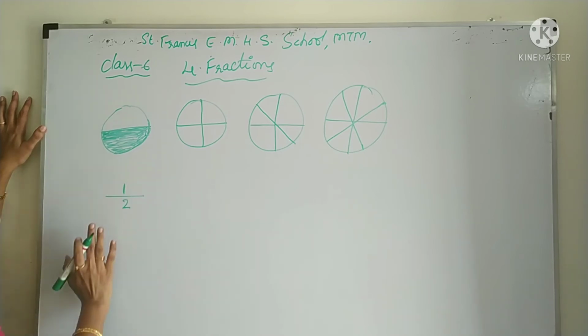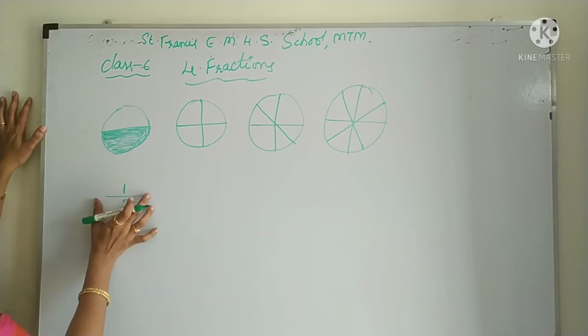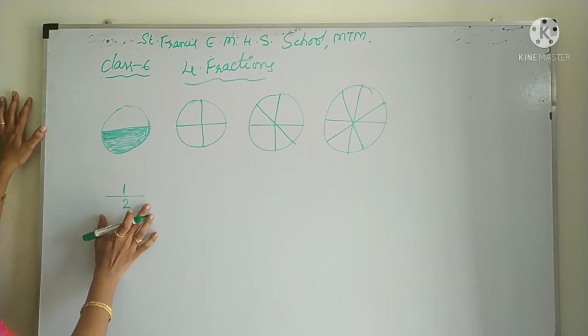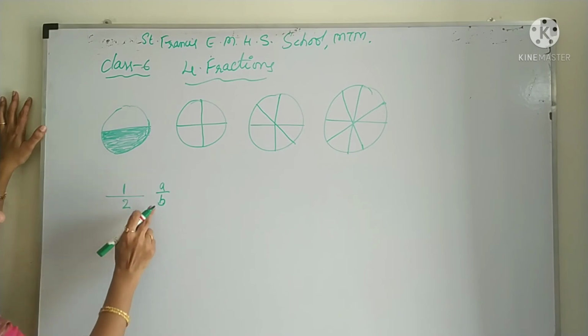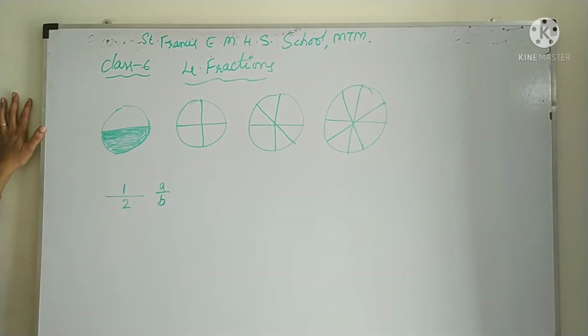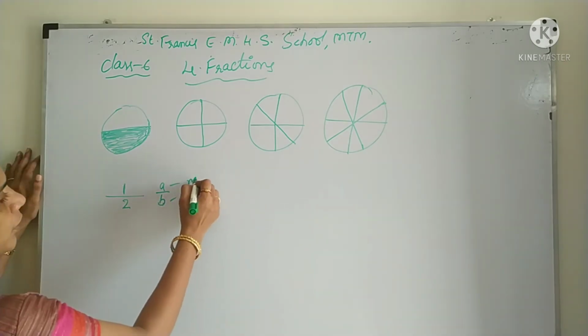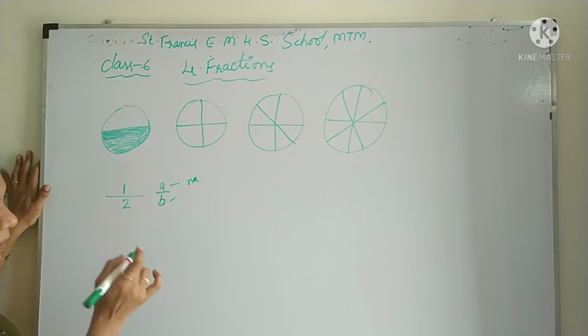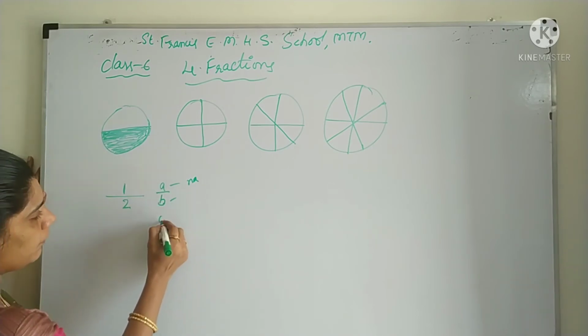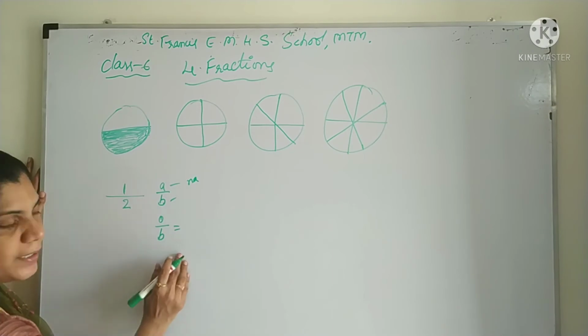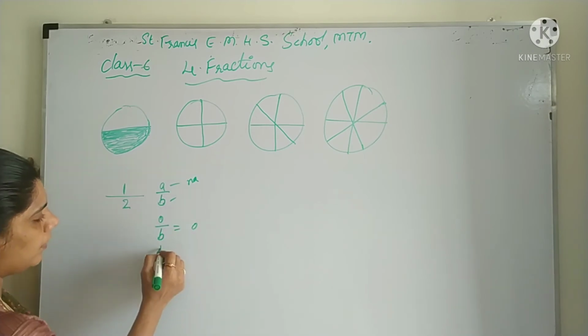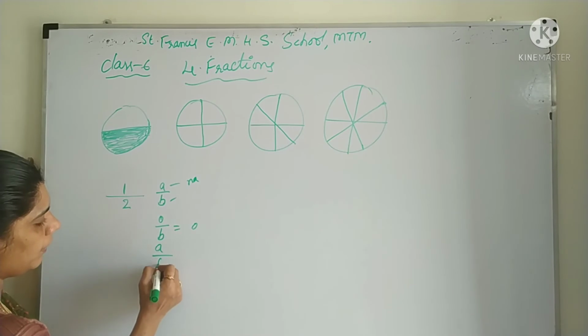Okay. So now from this, what is the definition of a fraction? A fraction is in the form of a by b. In place of a and b, you can take any values. A fraction is in the form of a by b, where a and b are natural numbers. So these two must be natural numbers only. That means they must not be 0. What happens if in place of a I place 0 here? 0 by b, 0 by anything is 0.